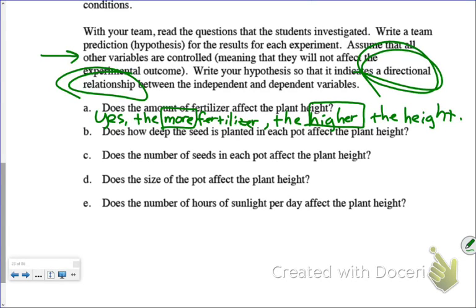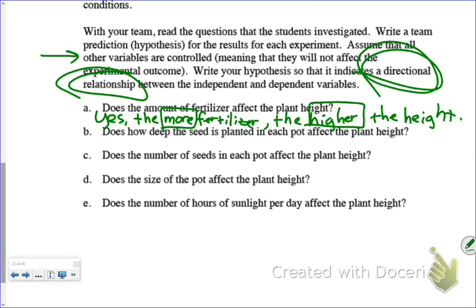All right, kids on the video, we're back. Okay, rest of the class. What do we think? B, how deep the seed is planted in each pot affects the plant height. Keller. Yes, the deeper they are, the lower the height. Right, so the deeper the seed is planted, the less tall it will be. Right, it's got to break through the soil. If you plant it 10 feet deep, it's got to travel 10 feet up. It might be 10 feet tall, but we won't know because it's covered in dirt, right? So the deeper the seed is planted, the shorter the plant height, like that.